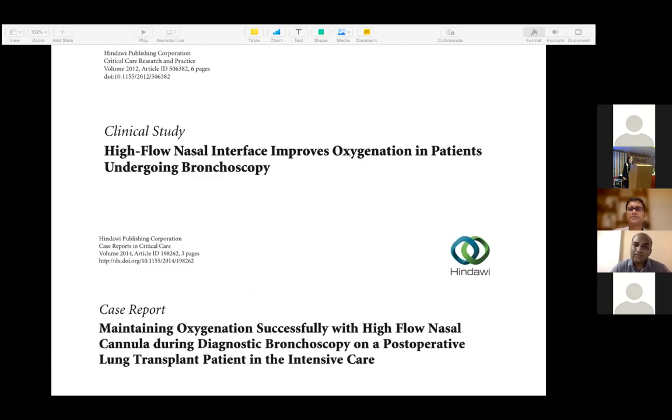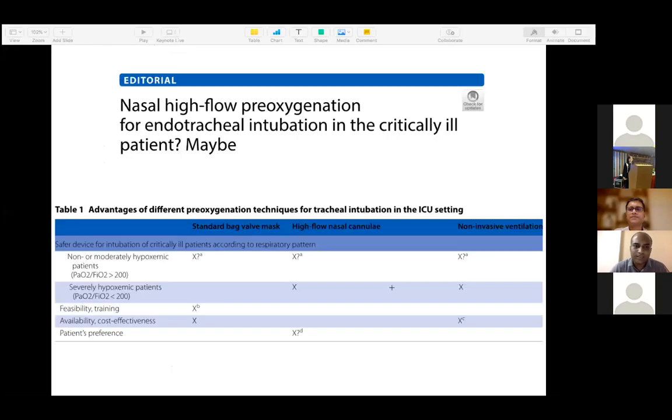Along with this, HFNC has been used in different interventions like bronchoscopy or any other intrapulmonary procedures. And we can extrapolate this information to COVID patients also. Even in a COVID patient, if you need to do a bronchoscopy, though we are avoiding it because of aerosol generation, if we need to do it, it can be a good modality to maintain oxygenation.